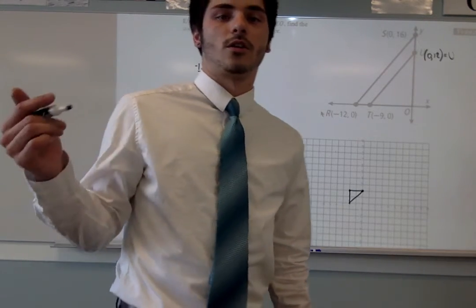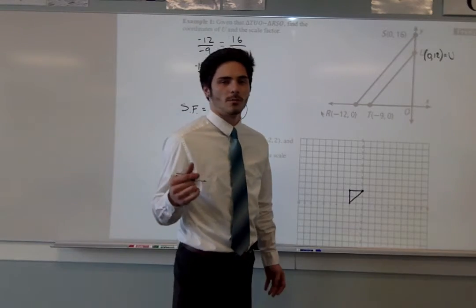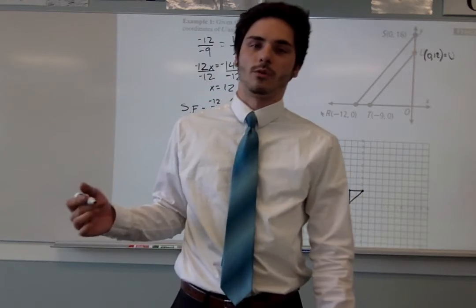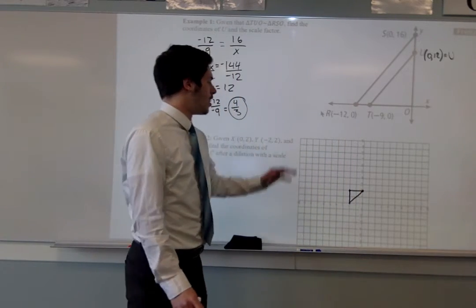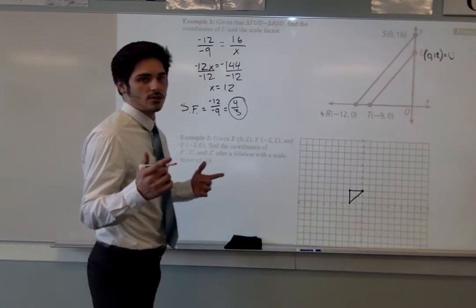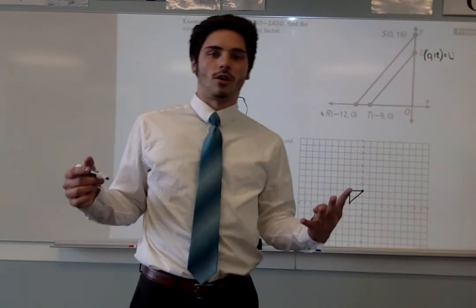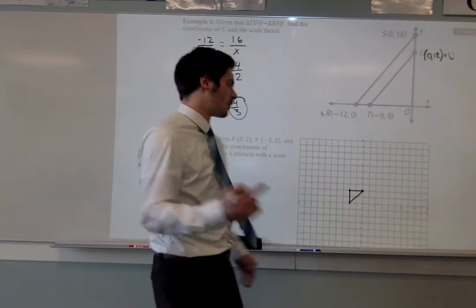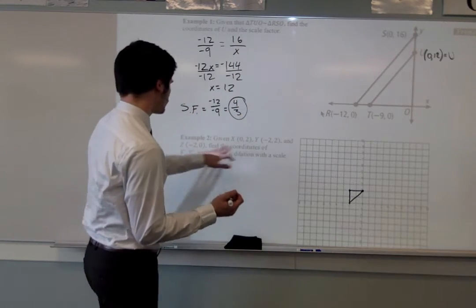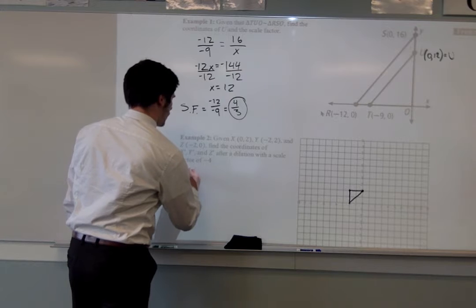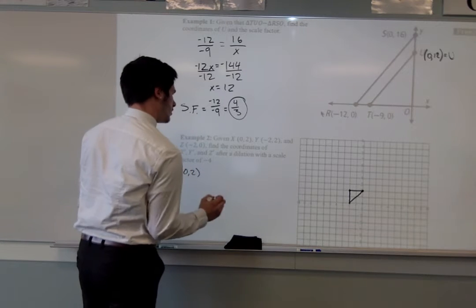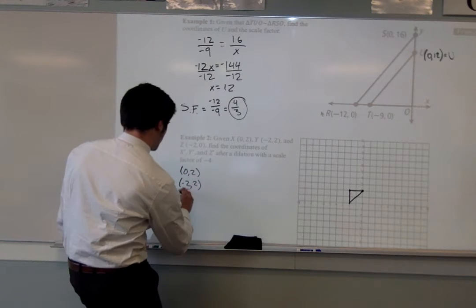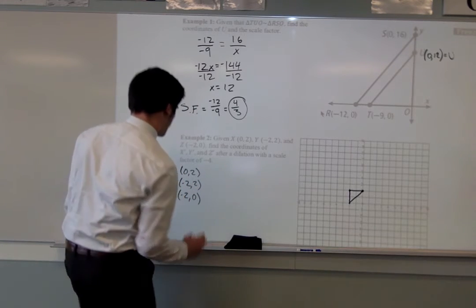Anyway, we're going to find the coordinates of X prime, Y prime, and Z prime after a dilation with a scale factor of -4. That means we're going to multiply all of those previous coordinates by -4. To do that, I'll write all of them right here. So we had 0, 2, negative 2, 2, and negative 2, 0.